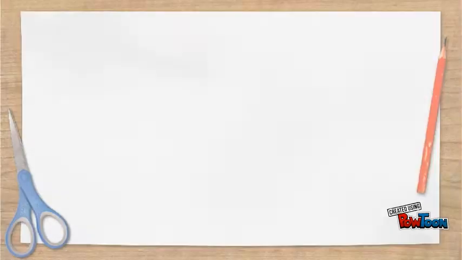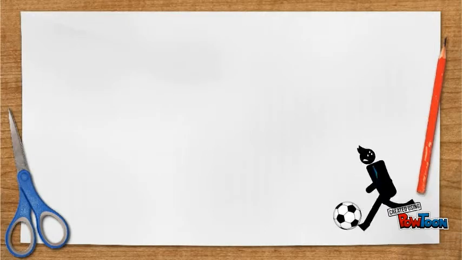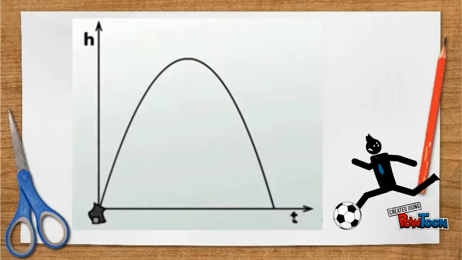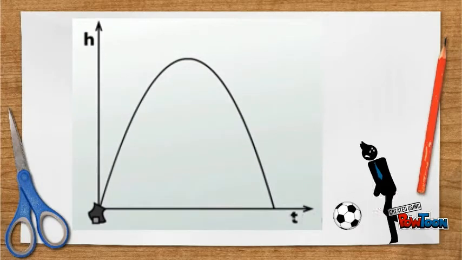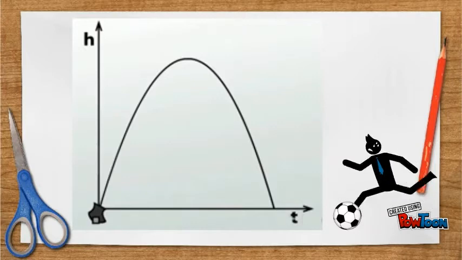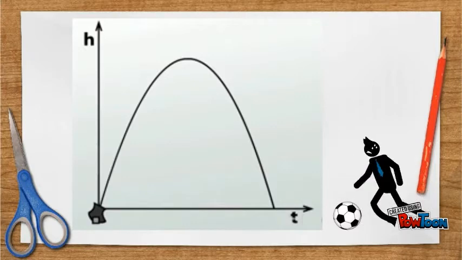Okay, let's take Messi as an example for a second. He's practicing kicking the ball into the air, and we graph the height of the ball as a function of time. I noticed that the maximum height of the ball is where it stops going up and starts going down, which is this point.